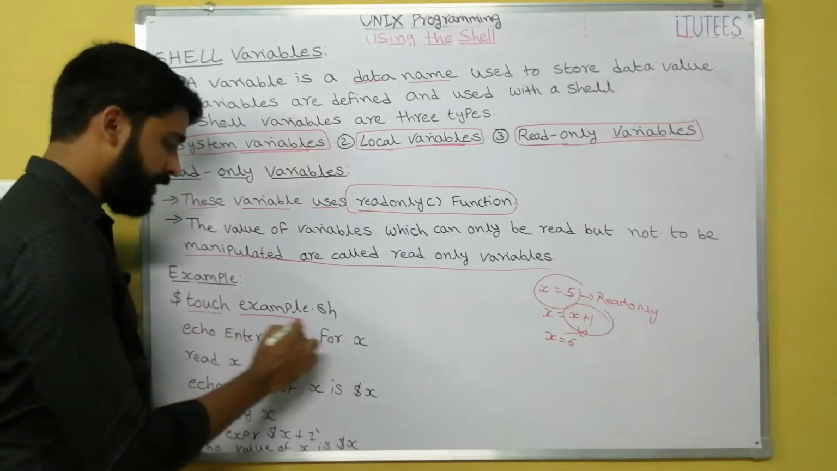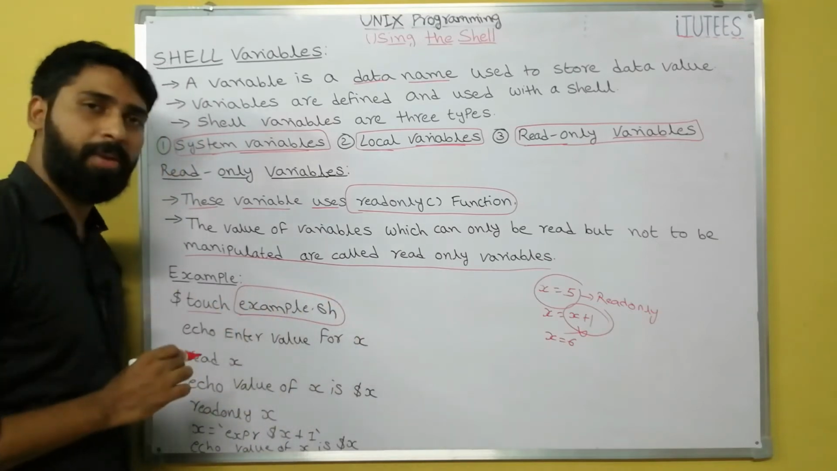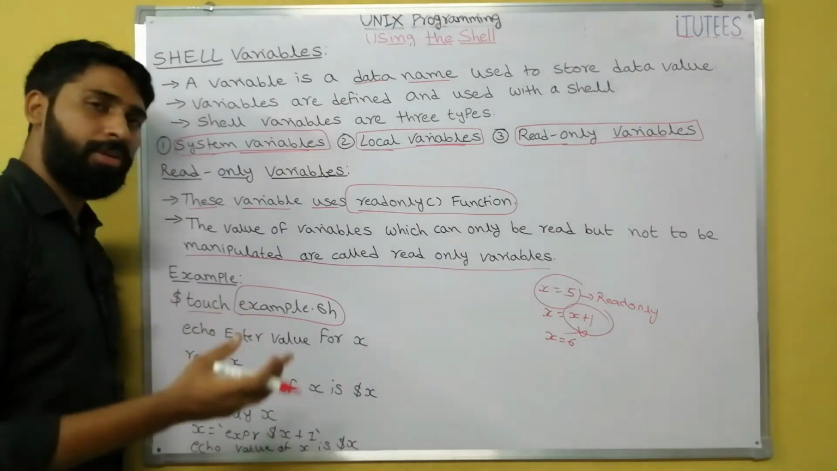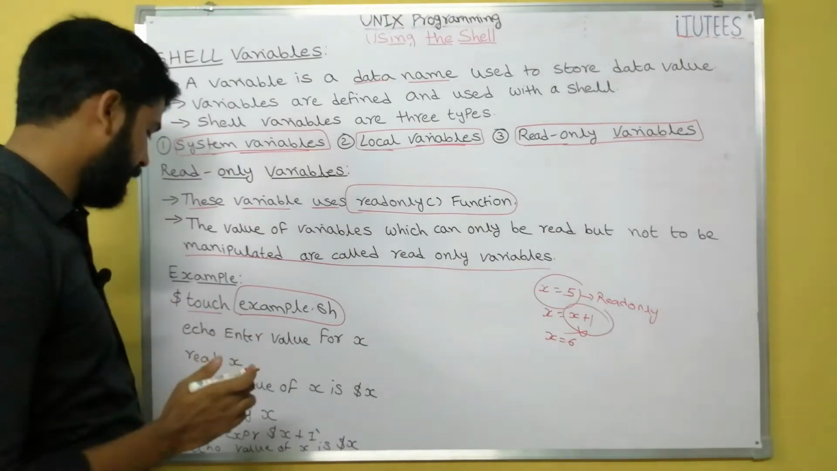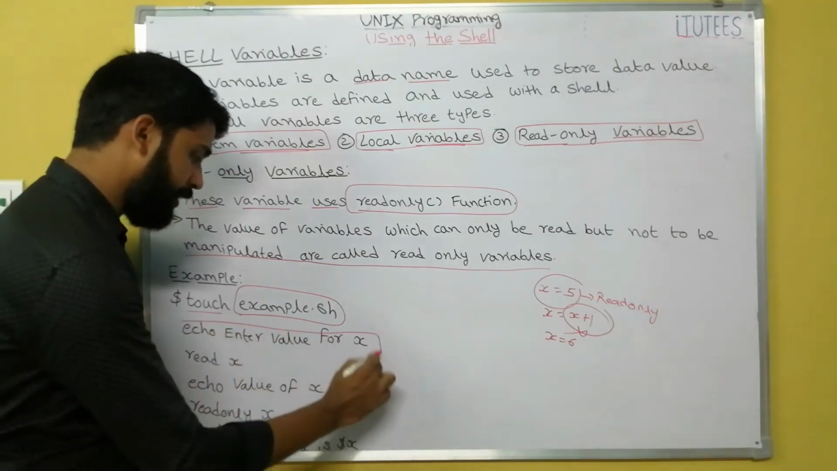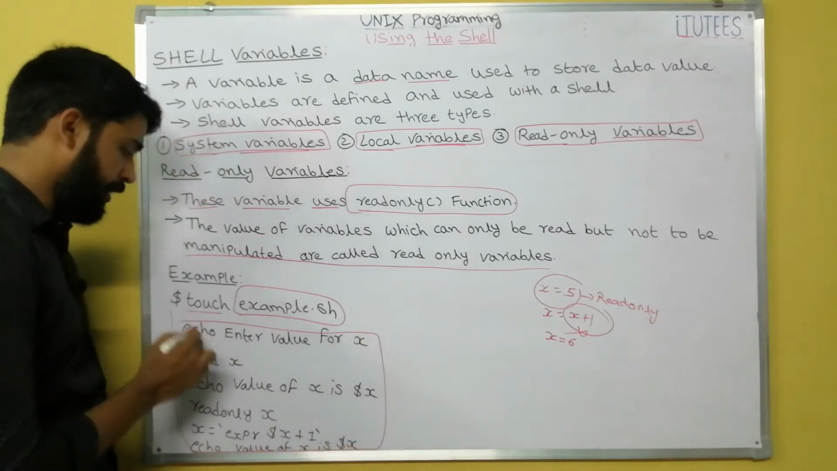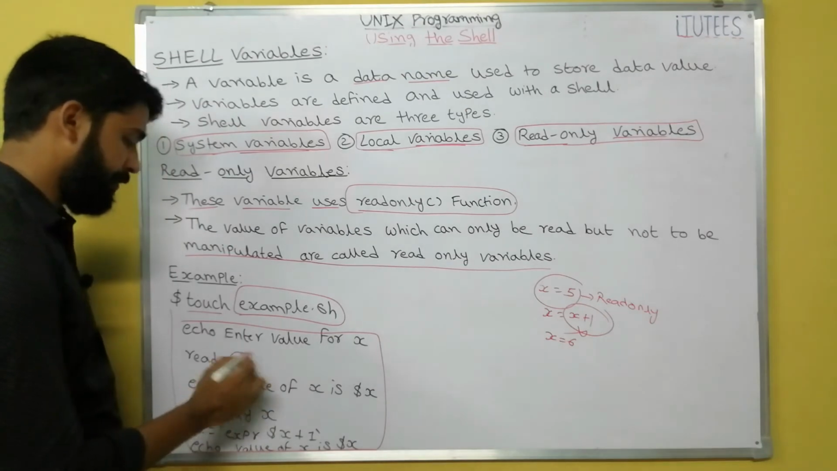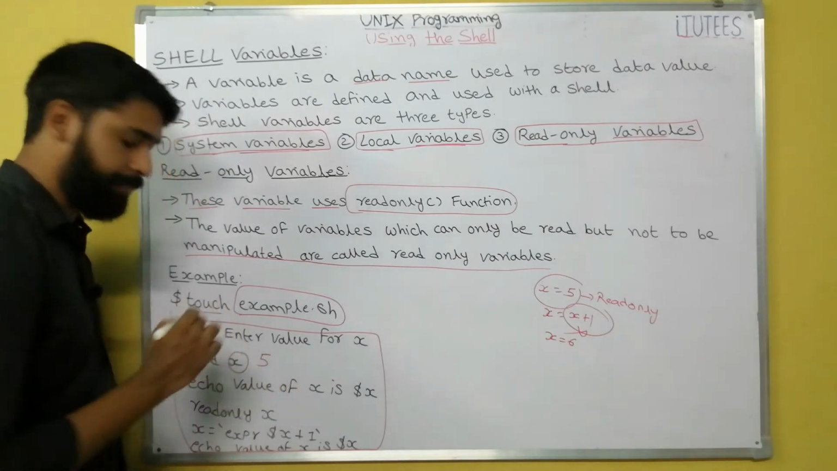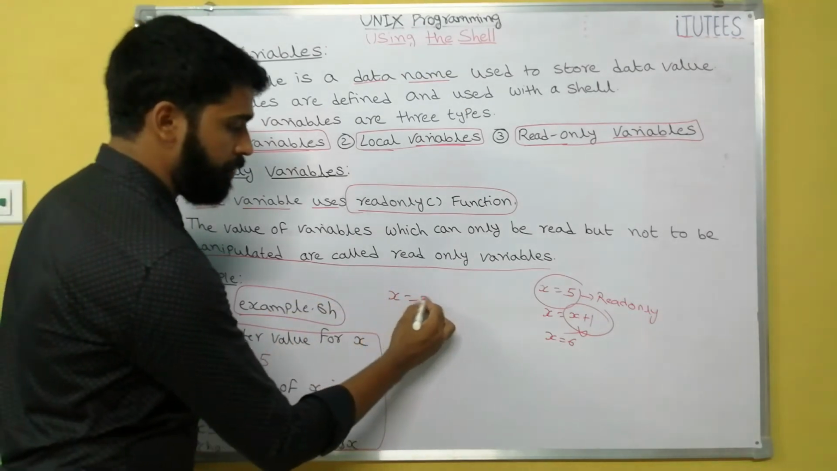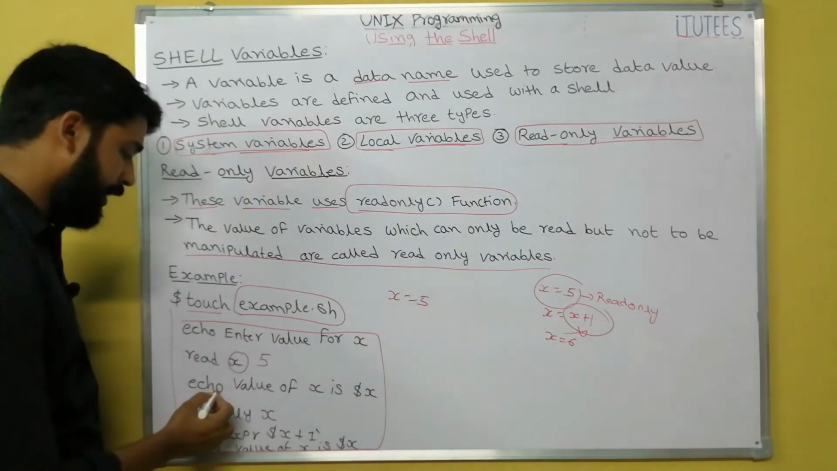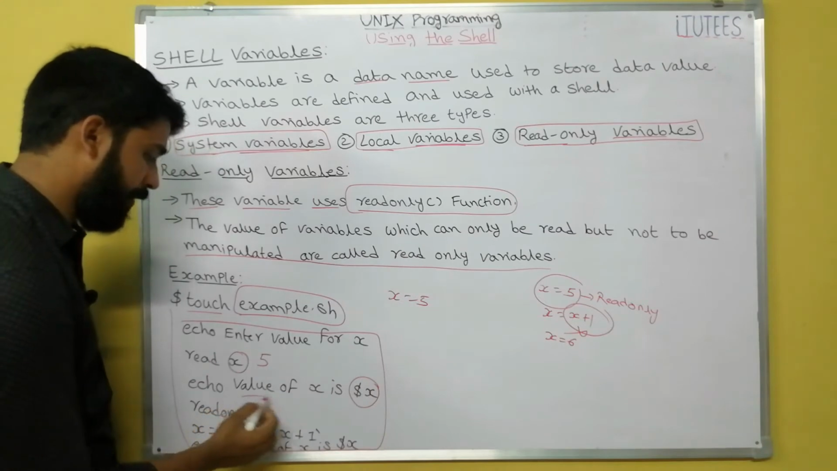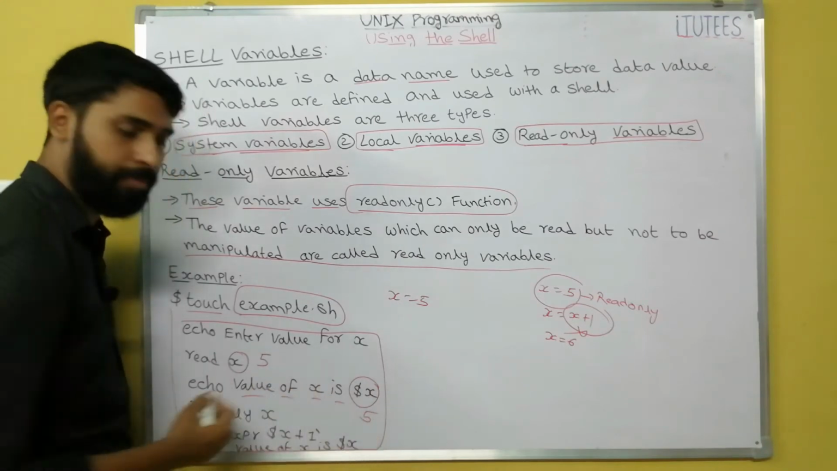So touch example.sh. touch is a command which is used to create a file. It is similar to cat and vi. In that I am going to write this code. So what is the code? echo enter value for x, then read x. In this case I entered 5, so x equals 5 now. After that, echo value of x is $x. That means it prints the value of x is 5.